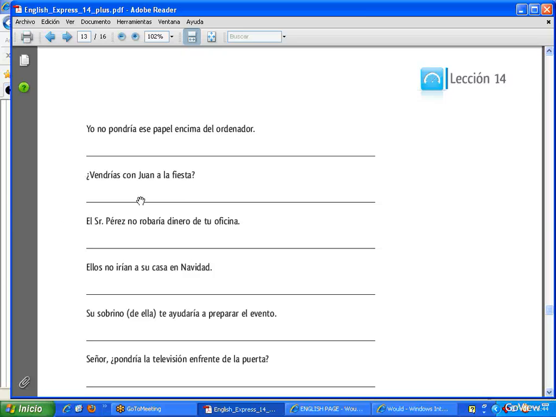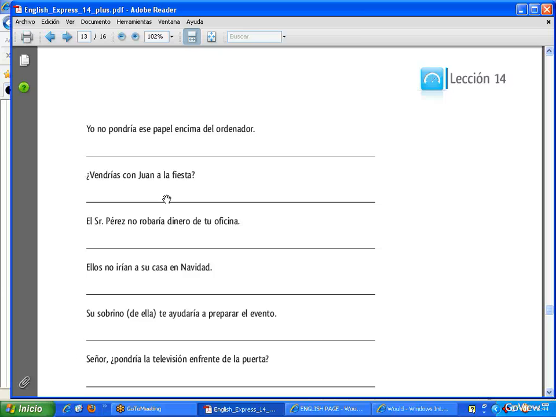Or here's one. This is opinion. This is my opinion. Mr. Perez would not steal money from your office. Okay? This is my opinion. Mr. Perez would not steal money from your office. Okay?